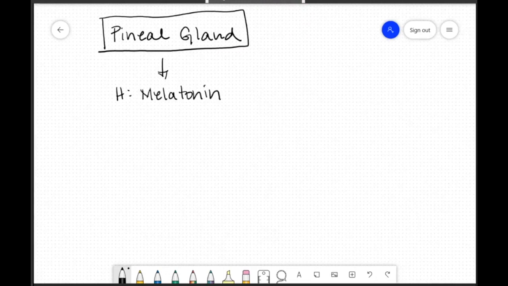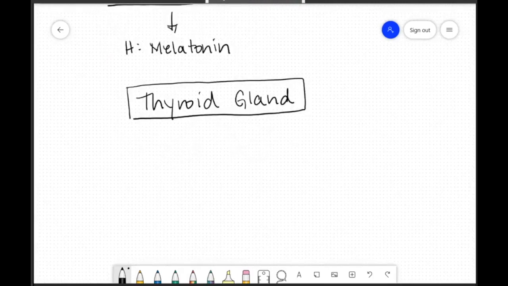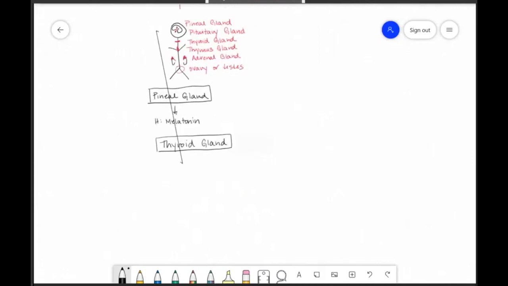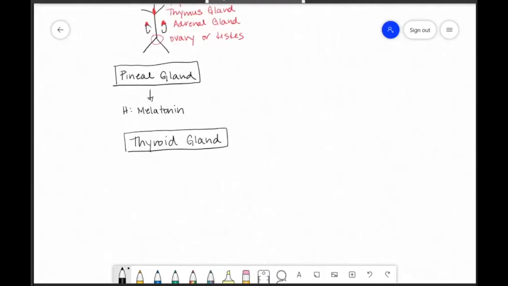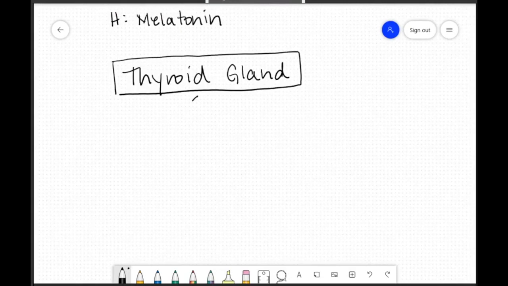The next gland we're going to talk about is going to be the thyroid gland. The thyroid gland sits in your throat, right around the level of your hyoid bone in your neck. Your thyroid gland is going to produce two types of hormones, so we're going to do two branches. The first hormone that your thyroid gland will produce is the hormone calcitonin.